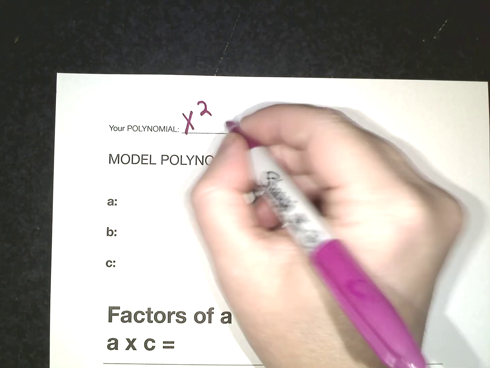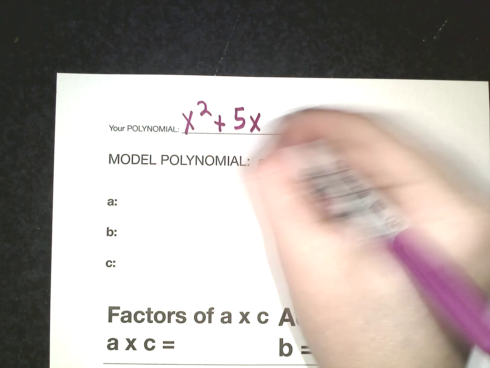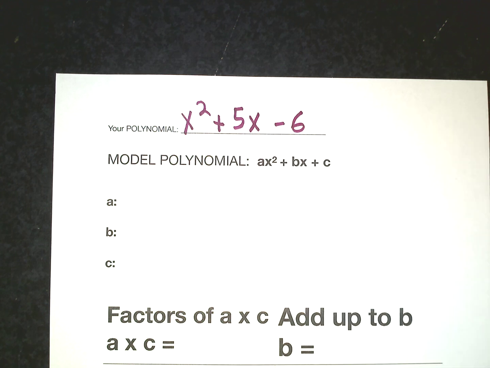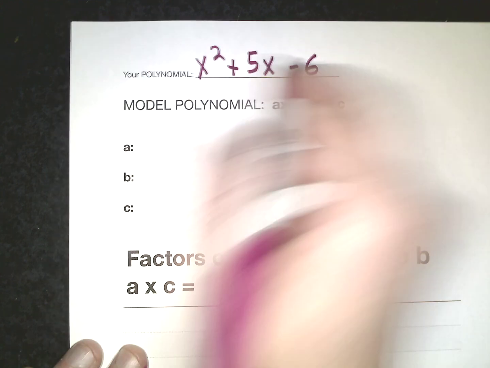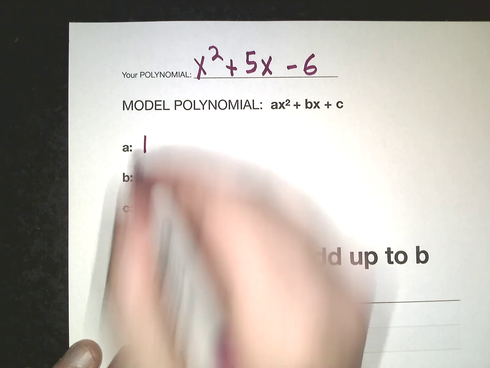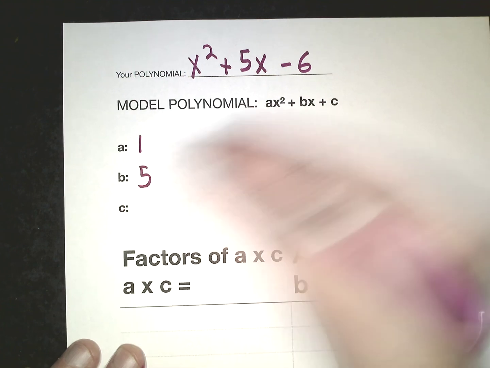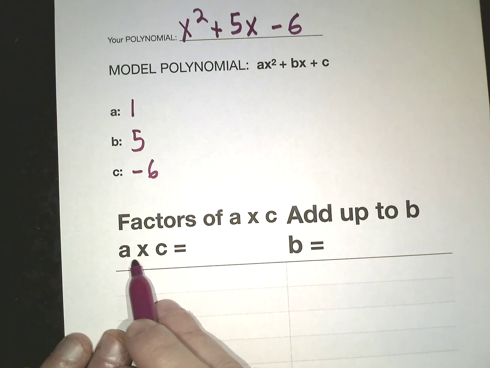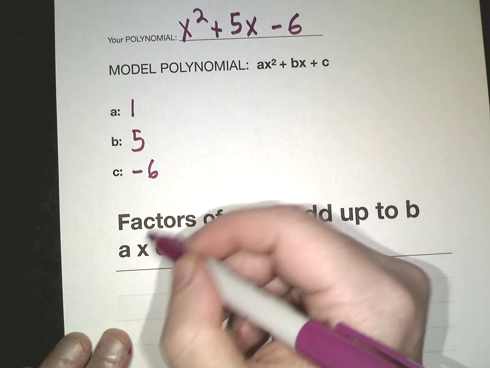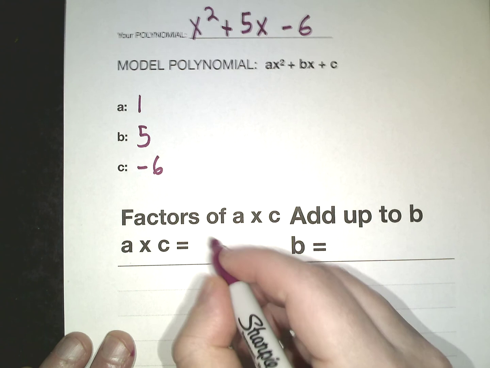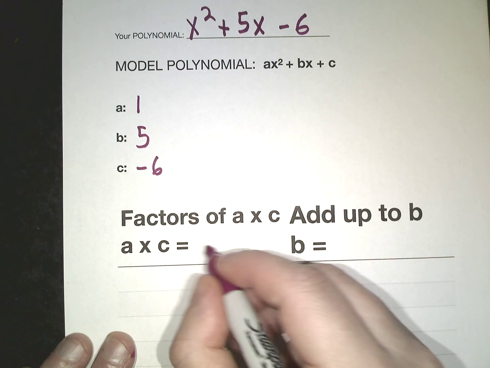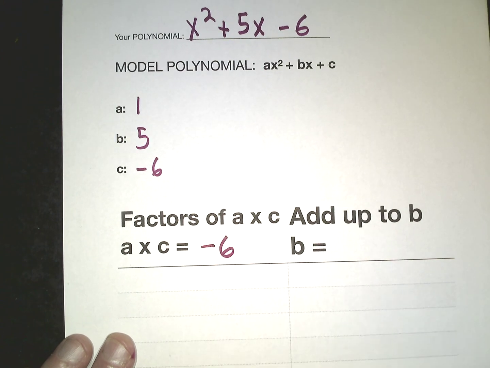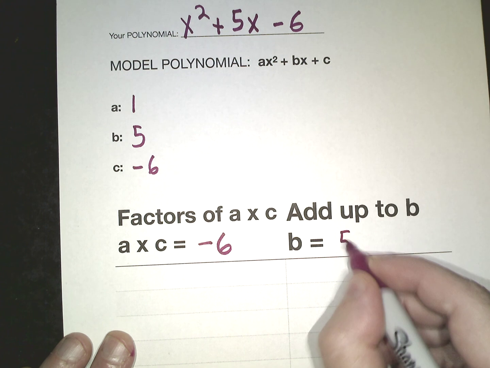So my factor is x squared plus 5x minus 6. Okay, so I do my a, b's, and c's. My a is 1, my b is 5, my c is negative 6. My factors of a times c, what numbers multiplied to a times c? A times c is negative 6 times 1 is just negative 6. My b is just 5.